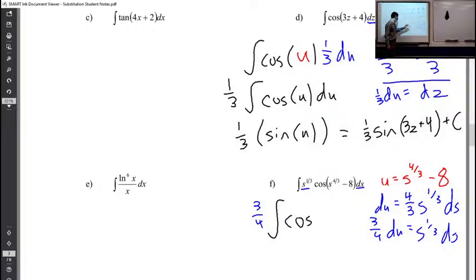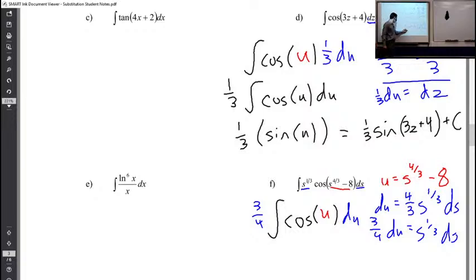We still have cosine. And hopefully you spotted both things here. You spotted both the fact that the s to the 4/3 minus 8 was inside of my cosine, and so instead of that, we're going to put u. And hopefully you also spotted the fact that its derivative, which was the s to the 1/3 thing, is somewhere else in the problem. So both of the clues for figuring out what to make u were sitting there. And so now instead of s to the 1/3 ds, we're going to put 3/4 du.